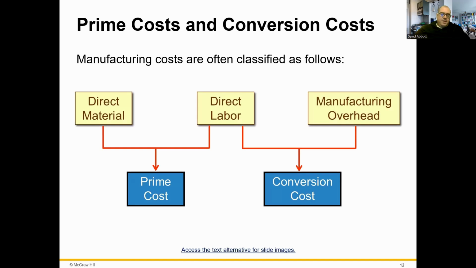Okay, so we have prime costs, which are our direct materials and our direct labor. Those are considered prime costs. And then we have conversion costs, which is our direct labor and our manufacturing overhead. So that's kind of a definition kind of thing. Keep that in the back of your mind. So again, prime costs are direct materials and direct labor. Conversion costs are direct labor and manufacturing overhead. And keep that in mind as we work through this.